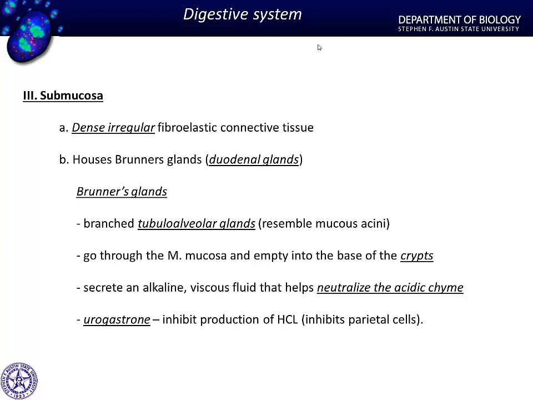So as material is emptying into the duodenum, we're pretty much completing the chemical digestion in the stomach. So here's our negative feedback. To shut down hydrochloric acid production in the stomach, shut down chemical digestion as we're processing and neutralizing the acid to move the material further down the alimentary canal.